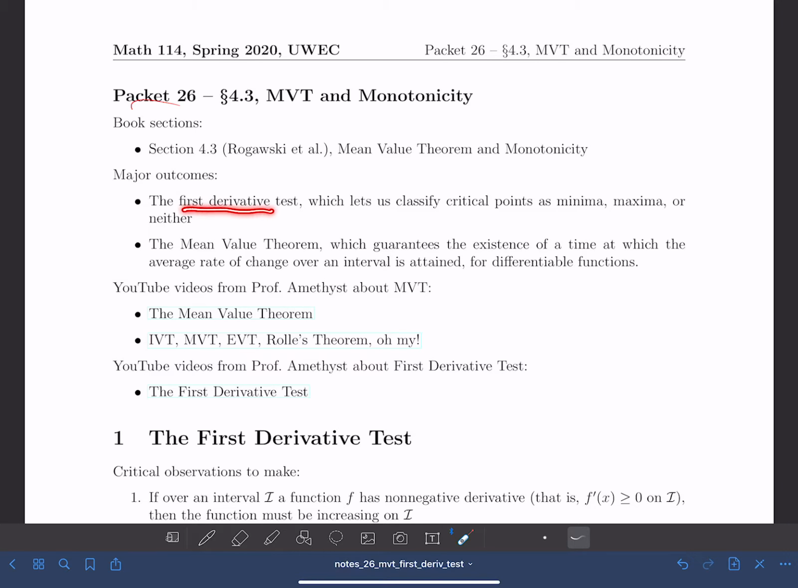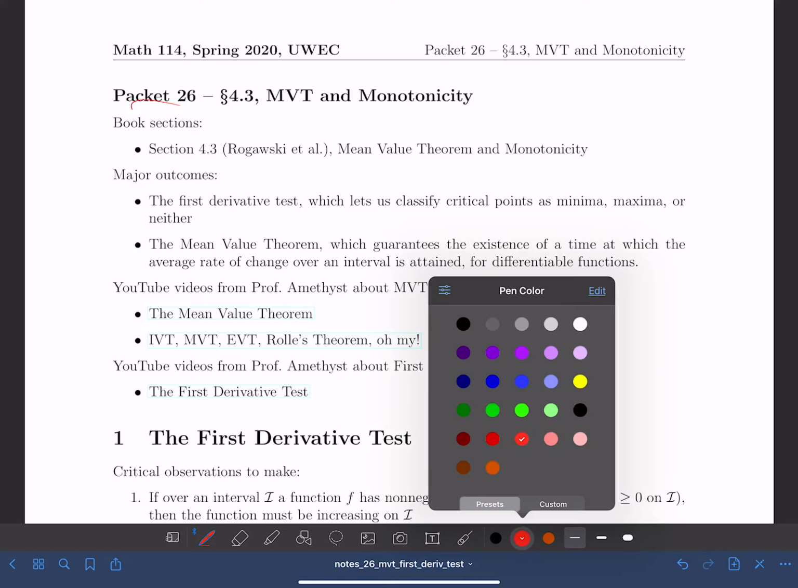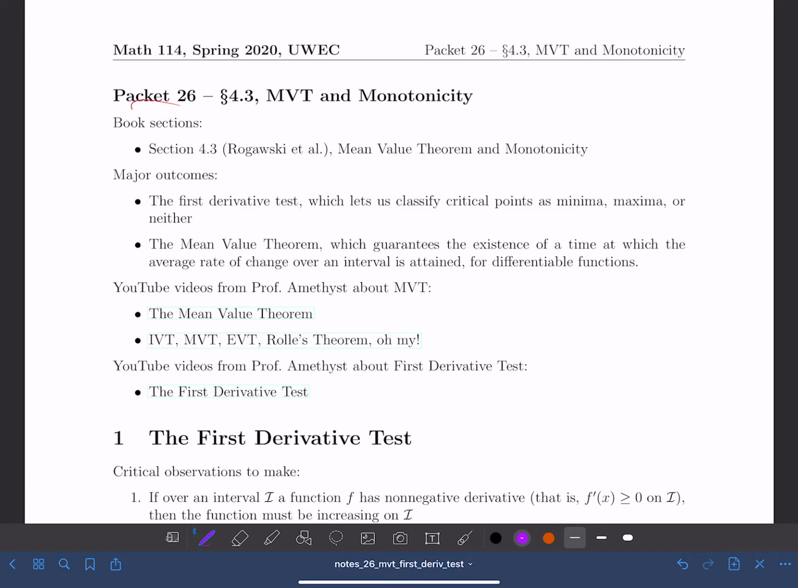Okay, so we're going to be talking about two things in this section. The first one is going to be the first derivative test, which is going to let us classify points as minimum, maxima, or neither. That statement right there is somewhat misleading. I mean local minima, local maxima, or neither. We spent time last time talking about how to find the absolute minimum maxima. Our second thing that we're going to be talking about is the mean value theorem, and we'll conclude that.